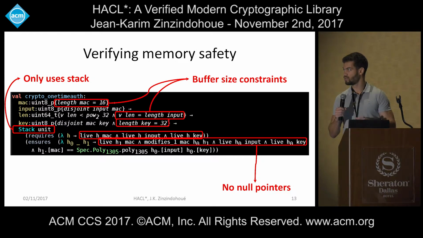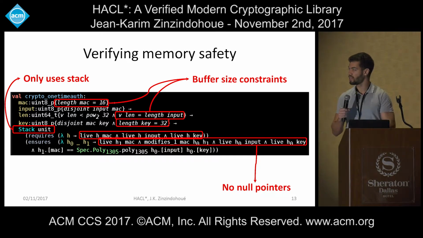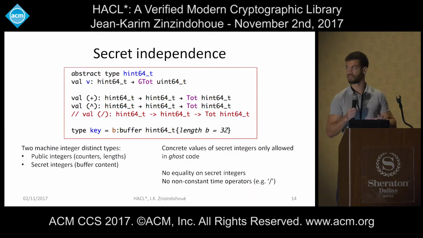To prevent branching, the only way you have from the secret integers to retrieve concrete values is to go through this function v, which is annotated as a gtot function. That means that the result of the function is ghost, so the type system imposes that if the result of that function appears somewhere, it's going to be erased, and so you won't be able to get it in your concrete code.